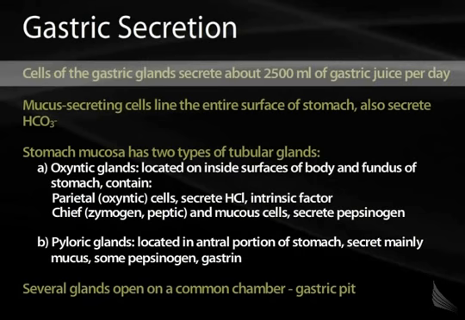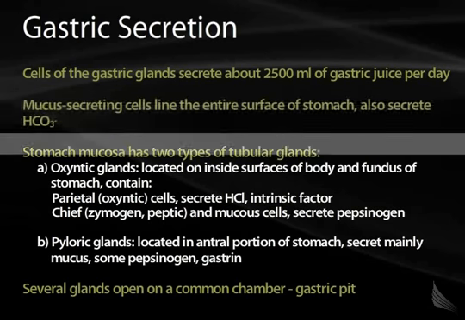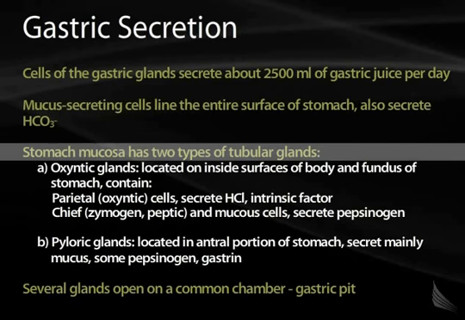Gastric gland cells secrete about 2,500 ml of gastric juice per day. Mucus-secreting cells line the entire surface of the stomach and also secrete bicarbonate. The stomach mucosa has two types of tubular glands. These are the oxyntic glands and the pyloric glands.